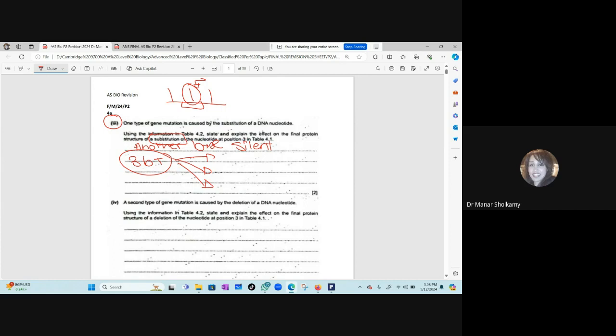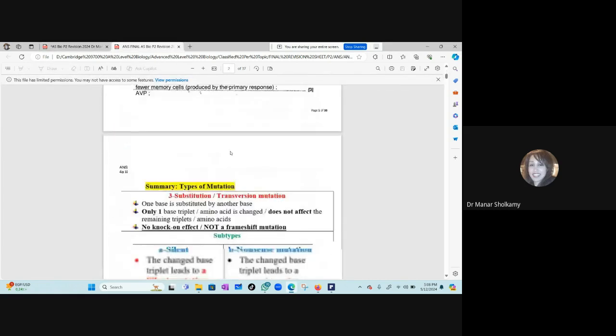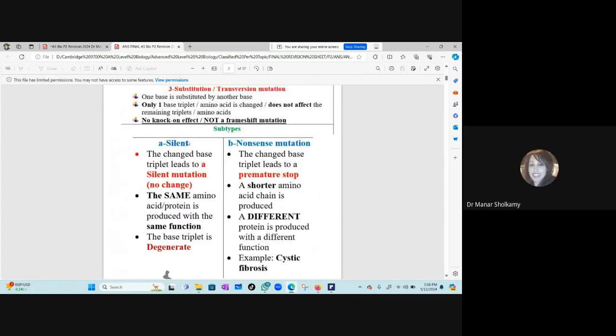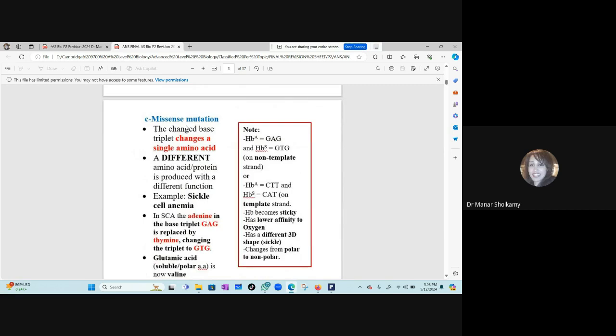Okay. And a premature protein, or a protein that is shorter than the original protein, has a name. Do you want to remember the names together? We have here the silent substitution mutation. This means that the base change will not lead to any change in the final amino acid and the final protein because the base triplets are degenerate. Nonsense mutation is when the protein that is produced is shorter than the original protein, it will lead to a premature stop. And the missense mutation, in case they ask you for those names, is when the base substitution will lead to a different amino acid and a different protein that is non-functional.